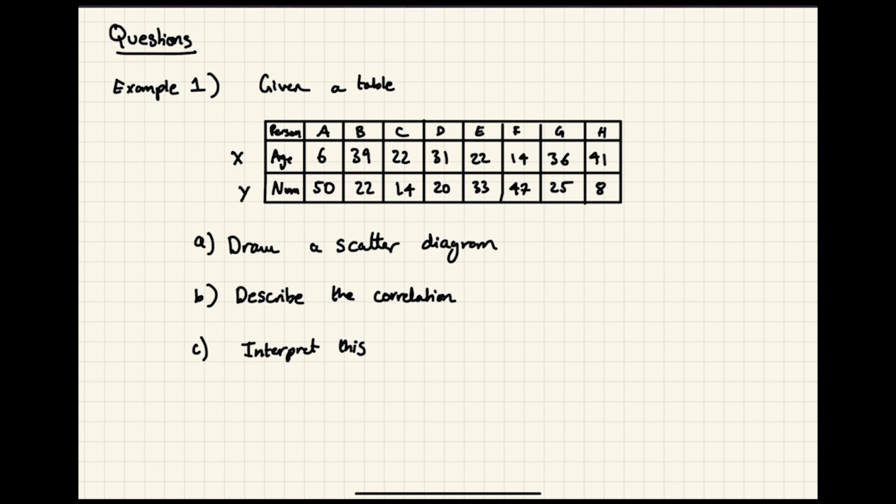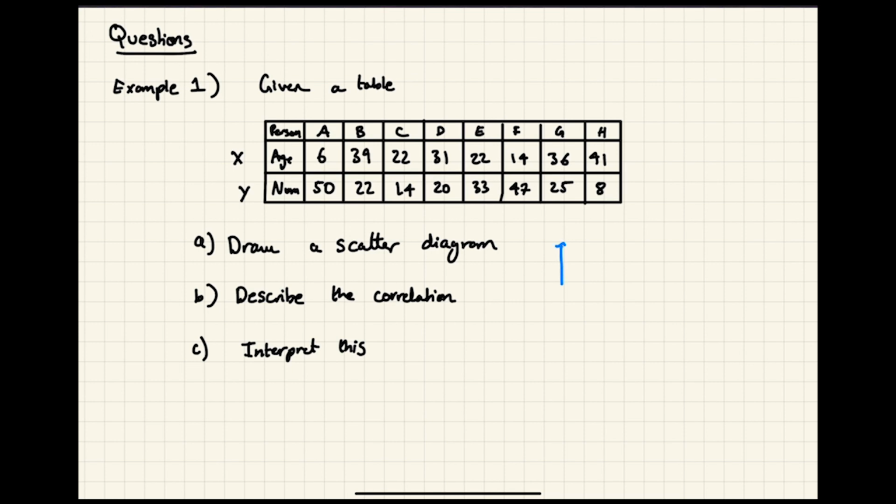So when it comes to some questions, let's take a look at an example. Let's say you're given a table, and it gives you a bunch of people and tells you their age and their favorite number. Normally the questions you see will often give you a table and you have to draw some sort of scatter diagram from it. As you can see here, it says, please draw a scatter diagram. So let's try and draw out our diagram.